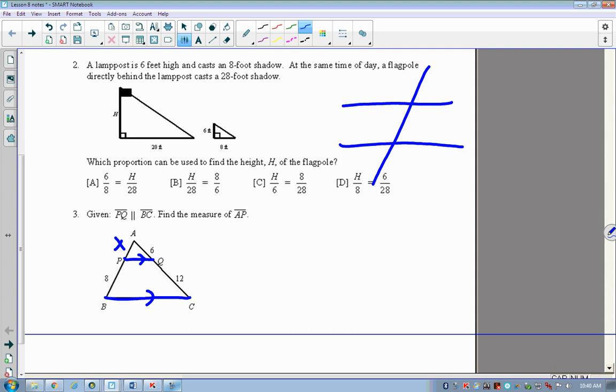Okay? Have corresponding angles that are congruent. How many of you that have geometry remember that? Okay? Good. All right, so here what I have is two parallel lines cut by a transversal. So these two angles are corresponding, therefore they are congruent. I also have two parallel lines cut by a transversal, therefore these two angles are congruent.